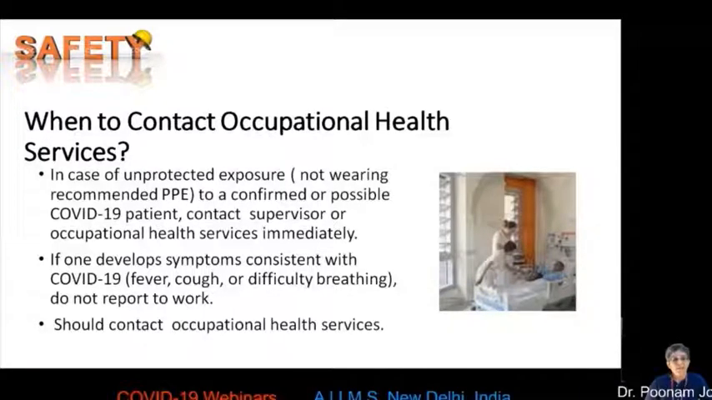So whenever there is a history of unprotected exposure by any healthcare personnel, the person has to contact the supervisor or the occupational health services immediately. If one develops symptoms consistent with COVID-19 such as fever, cough, or difficulty in breathing, don't report to work and contact the occupational health services.